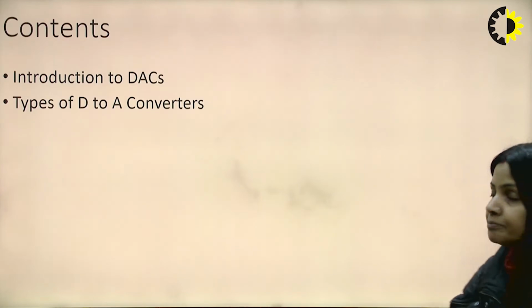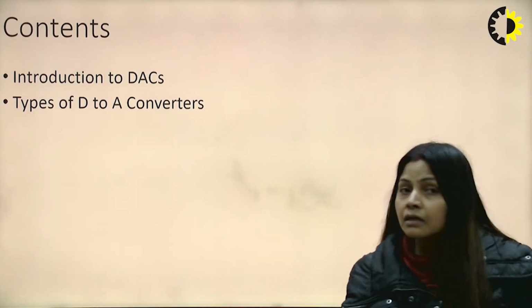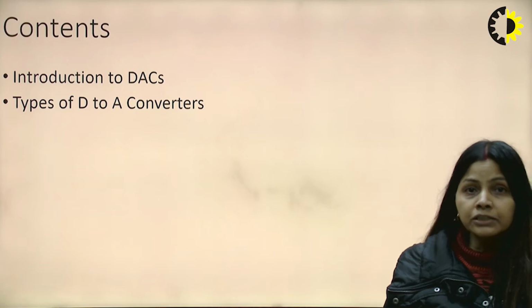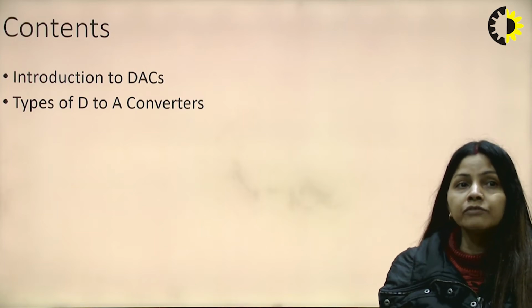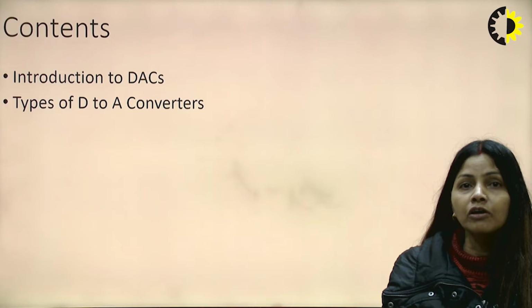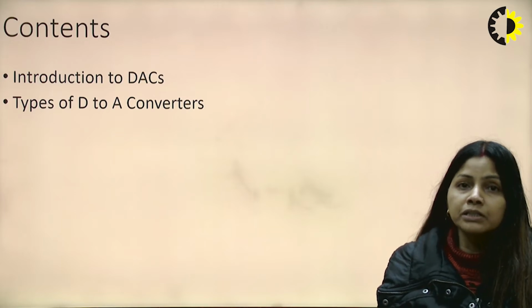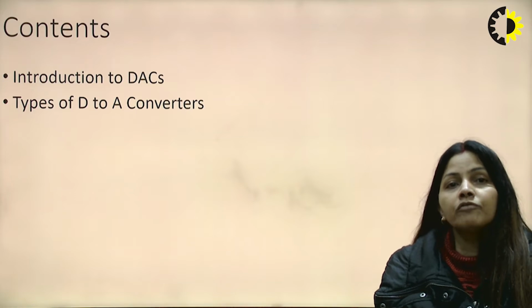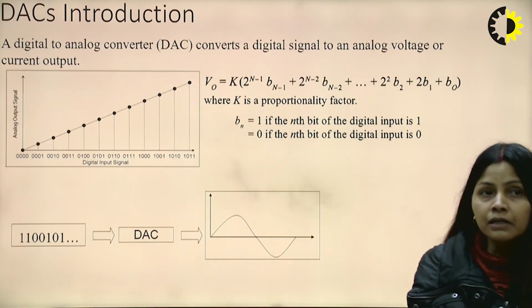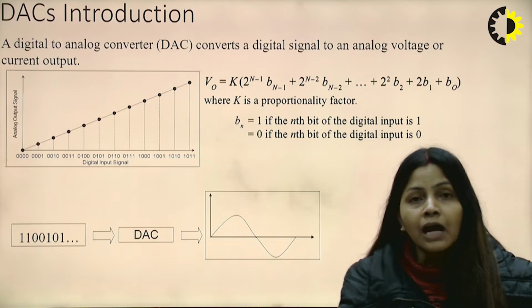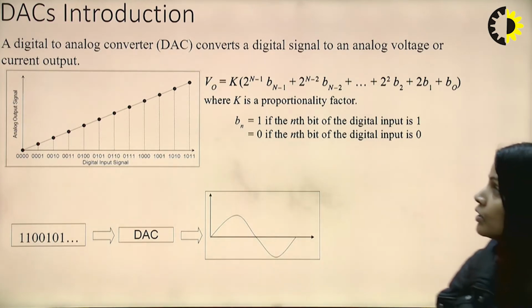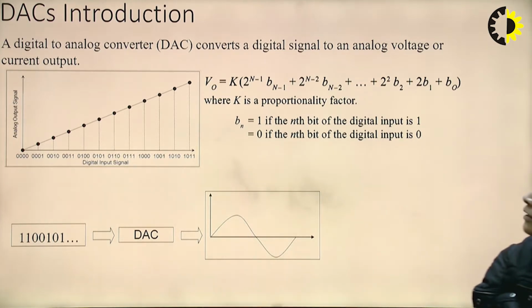So here are the contents for this video lecture. First is the introduction to digital to analog conversion, and then the types of D to A converters. In this we will discuss two types of DACs. Now let us start with digital to analog conversion, which converts a digital signal into analog.